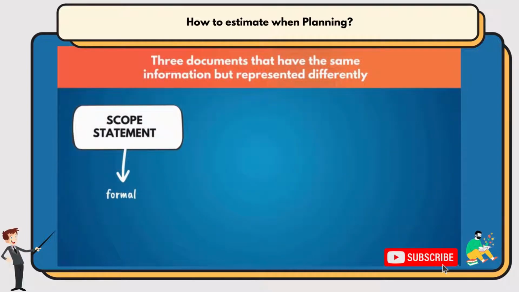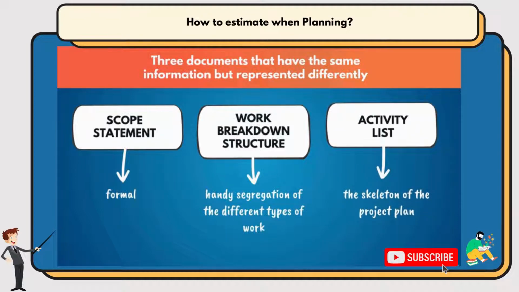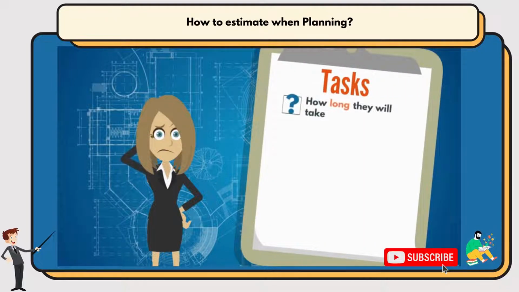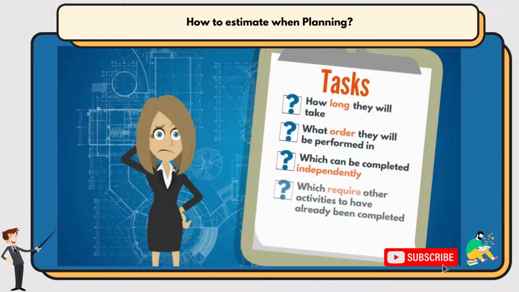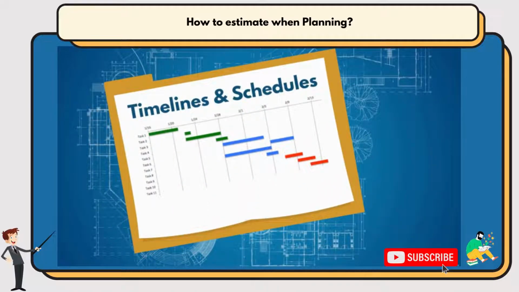So, project manager, you've defined everything you need to do in the scope statement, and you have your high-level, user-friendly work breakdown structure and activity list. But there's still a lot you don't know yet. In particular, you don't know how long these tasks will take, what order they will be performed in, which of the tasks can be completed independently, which require other activities to have already been completed, and which can be carried out in parallel with others. That's what the next few lessons will be focusing on: timelines and schedules.